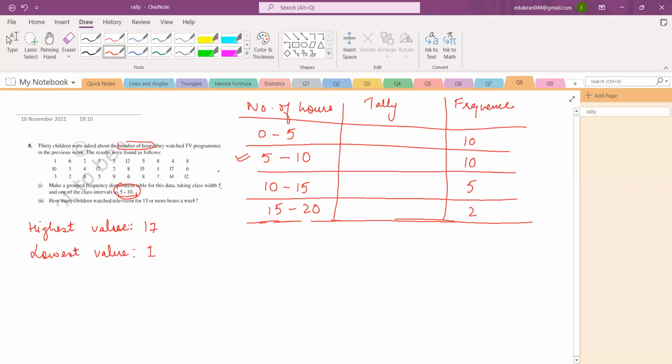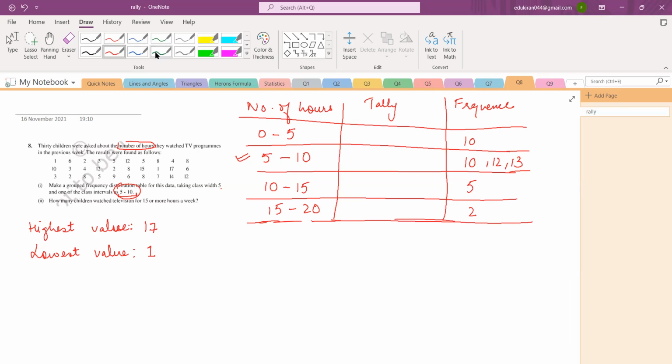Ma'am, in 5 to 10, there's like 12, not 10. Ma'am, in mine it's 13. 12, 13. Good. So we are getting 3 kinds of frequencies for 3 different people. 30. Ma'am, 30. Okay. Others are matching 10, 5 and 2.